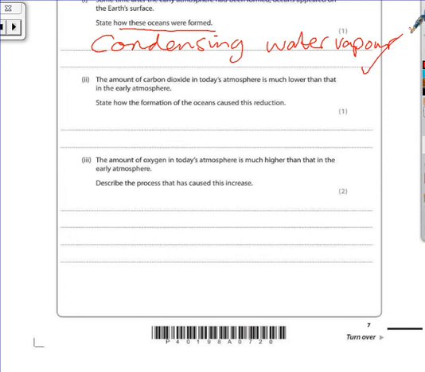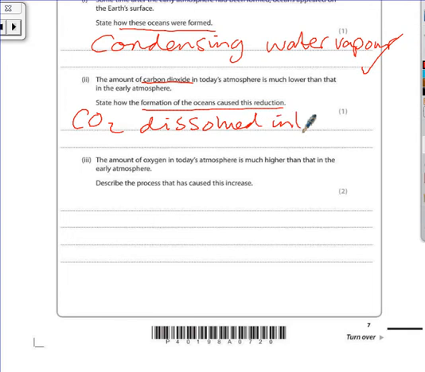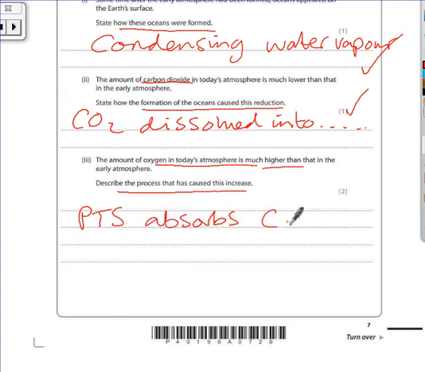Okay. How the formation of the oceans caused this reduction in carbon dioxide. Okay. So the carbon dioxide dissolved into the oceans. Okay, 1 mark. The amount of oxygen in today's atmosphere is much higher. Describe the process that has caused this increase. Okay, photosynthesis absorbs carbon dioxide and releases oxygen. So releases oxygen, 1 mark, and for knowing about photosynthesis, probably a mark there as well.